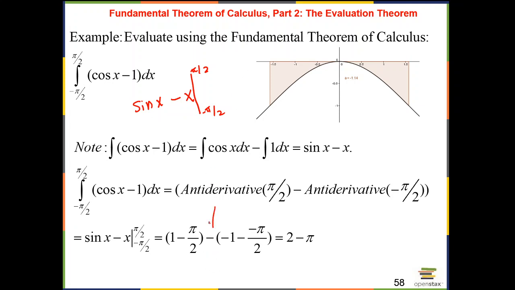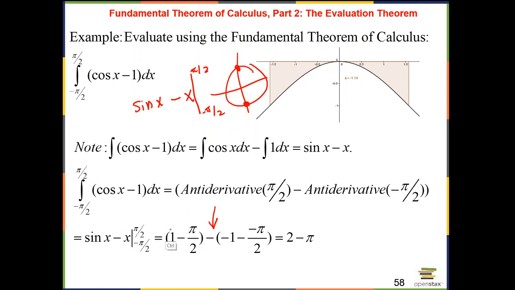So again, minus comes from the formula. Minus is there. This minus is not this minus, right? This minus means you evaluate whatever you have here at pi over 2, then subtract from it whatever you get if you put this in it. Okay? So sine of pi over 2 is 1, of course. And sine of negative pi over 2 is negative 1.